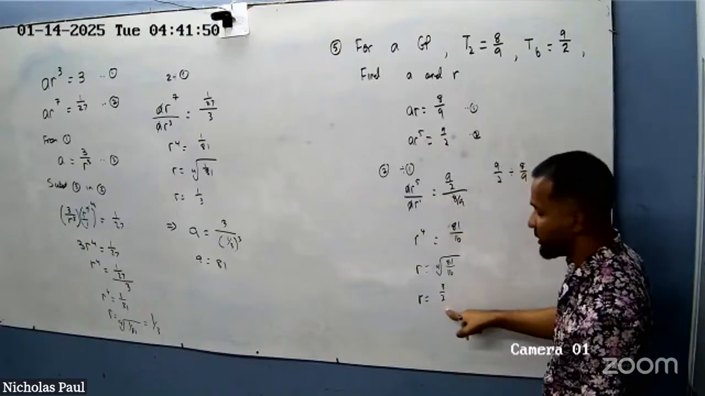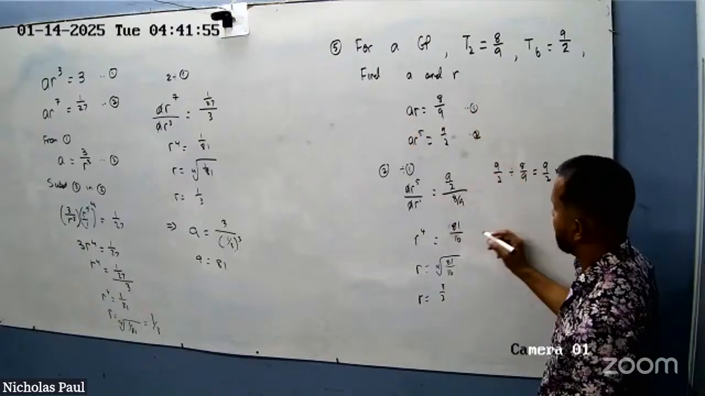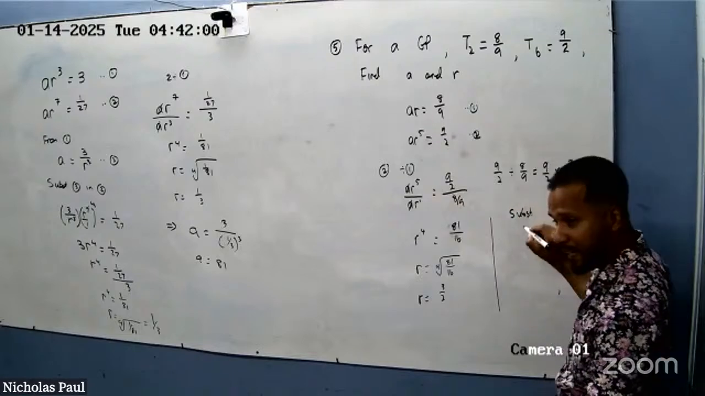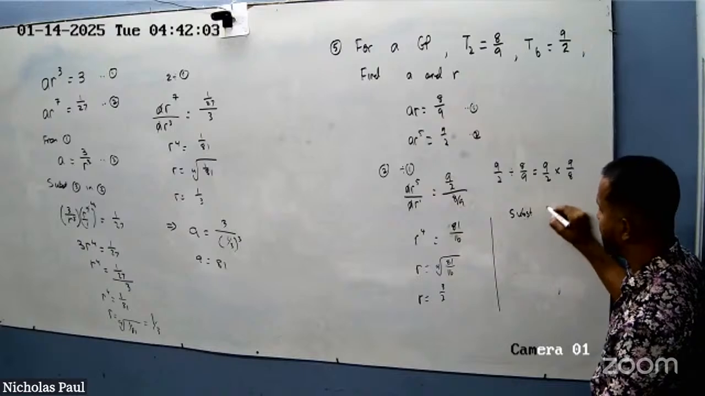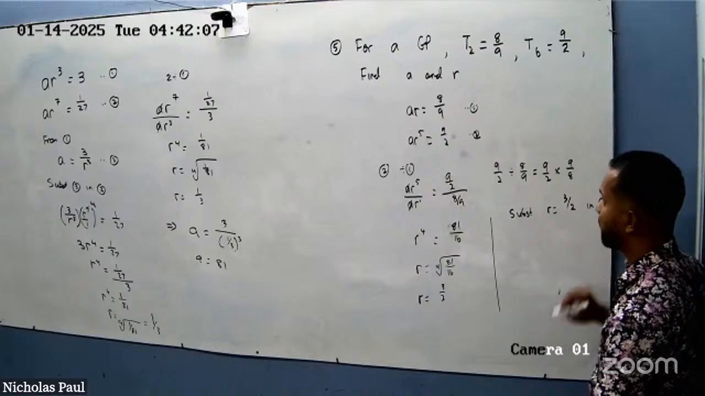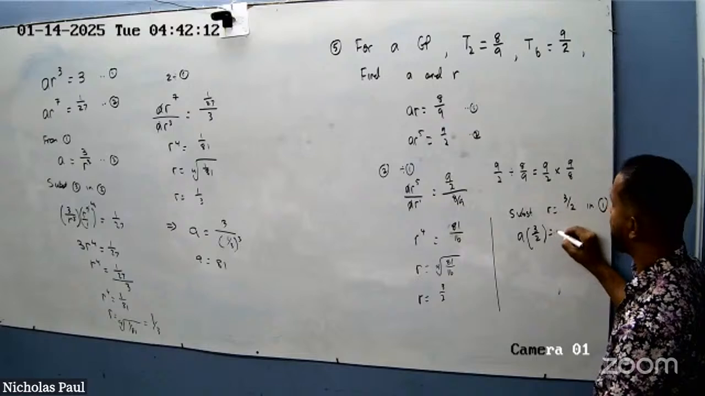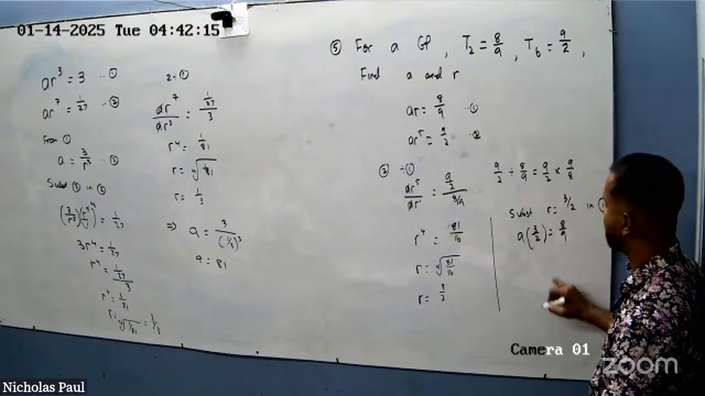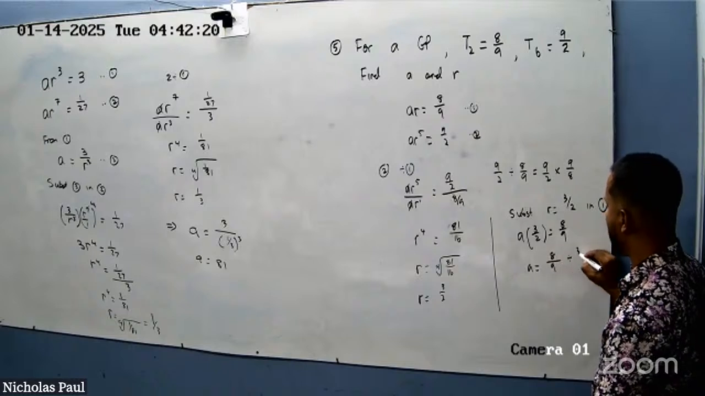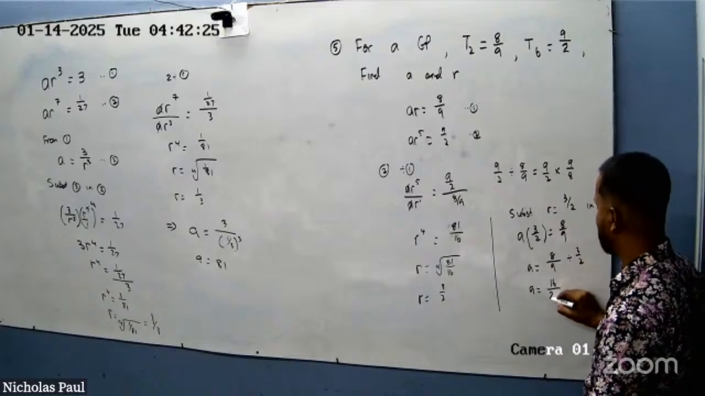So we know r is 3 on 2. Now, we had to find a. So I am going to substitute. I'm telling the examiner what I'm going to do. Substitute r is equal to 3 on 2 in equation 1. So I have a times 3 on 2 is equal to 8 on 9. Carry across this, a is equal to 8 on 9 divided by 3 on 2. Flip it up and you will get 16 on 27.